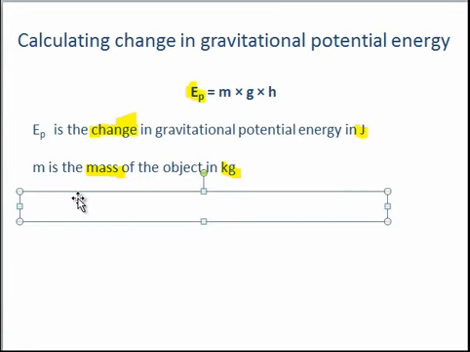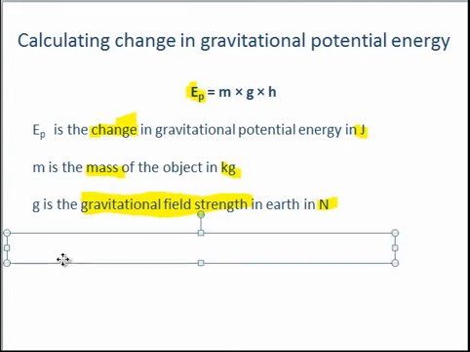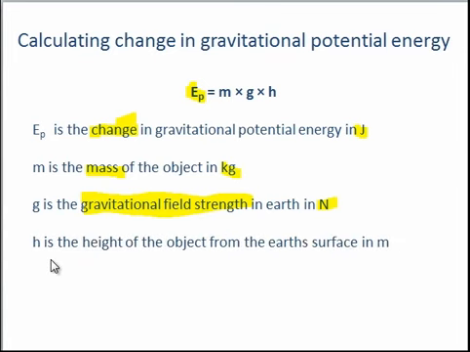G is the gravitational field strength in newtons per kilogram. And as most of the questions will be set on Earth, it normally is a value of 10 newtons, because that is the gravitational field strength of Earth. But let's say we were dropping something on a planet with a higher gravitational field strength, well, the change in gravitational potential energy would be different. And finally, H is the height in metres. And we need to think about all of these when we're doing a question.